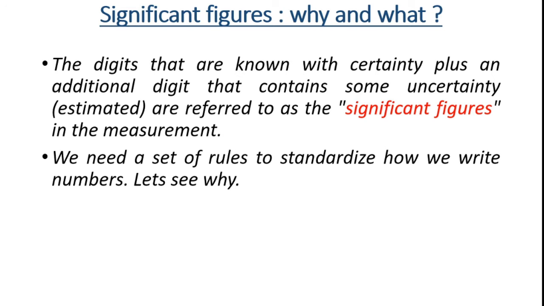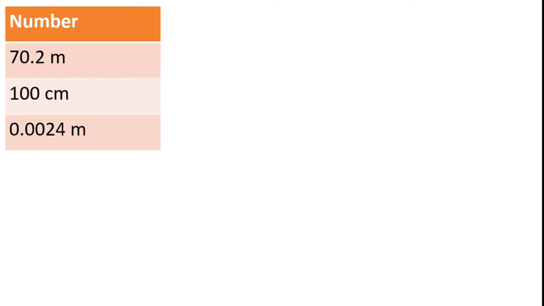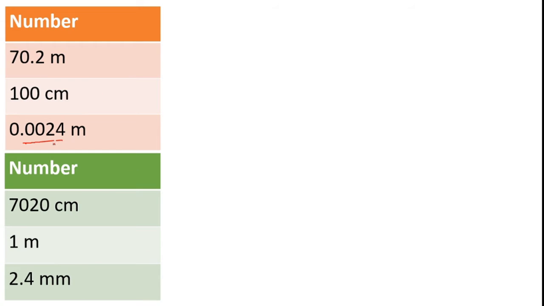However, we need some standardized rule to talk about significant figures. Let us see why. For example, consider some length measurement. We have tabulated the results, and these are the results. Now, looking at this figure, the last one, that is 0.00424, appears to be very precise. However, someone else might have tabulated the data with a different unit system and come up with this reading. See, it is still pretty much precise, this 2.4 thing. However, the precision levels appear to have changed.